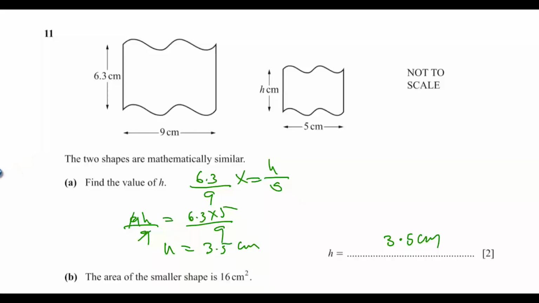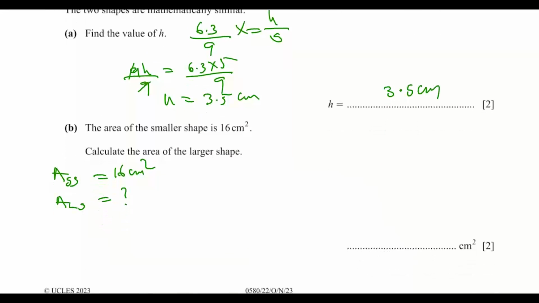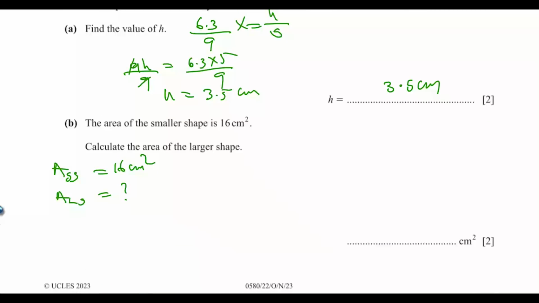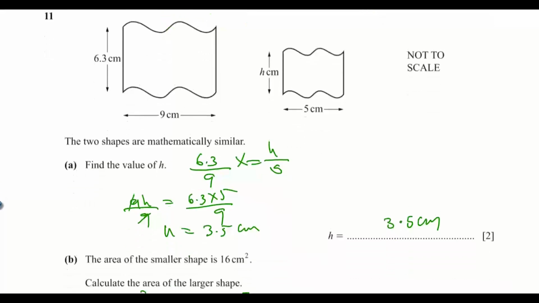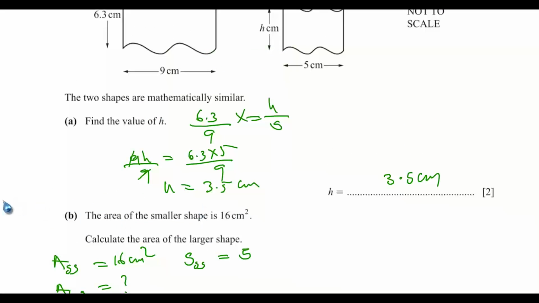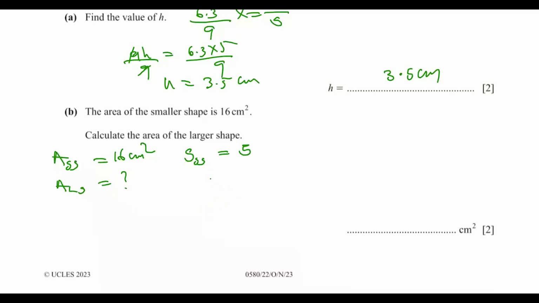So I'll say a side from the smaller shape, that is SSS. This will be equal to 5. That is this side. Then we'll take a side from the larger shape, that is SLS, and that will be equal to 9.